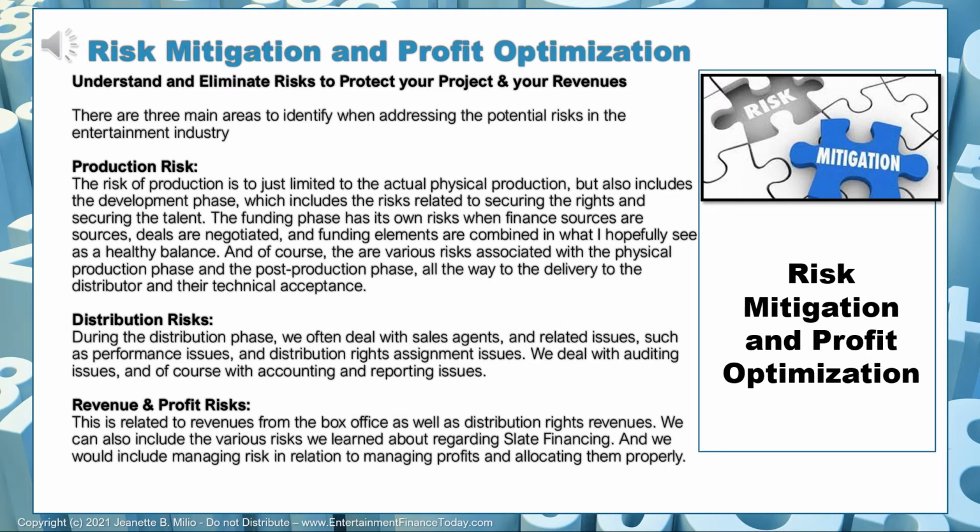Understand and eliminate risks to protect your project and your revenues, and with that, your investors. There are 3 main areas to identify when addressing these potential risks in the entertainment industry. So we're talking about production risks first. The risk of production is limited not just to the actual physical production, but it also includes the development phase. And there is a bunch of risks that are associated there in regards to securing rights, securing talent, packaging.